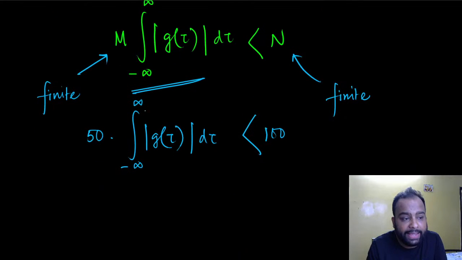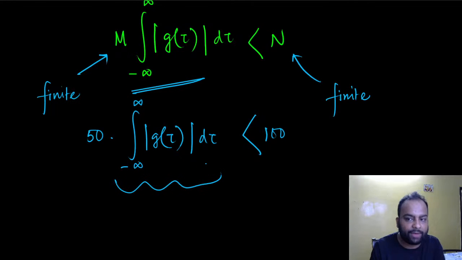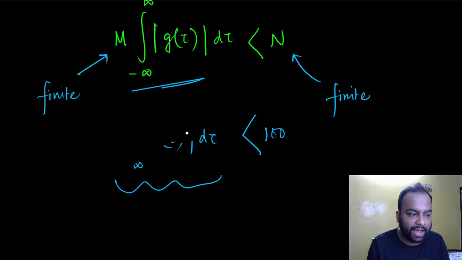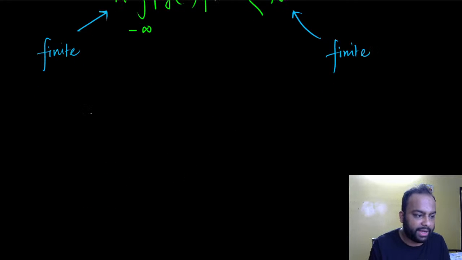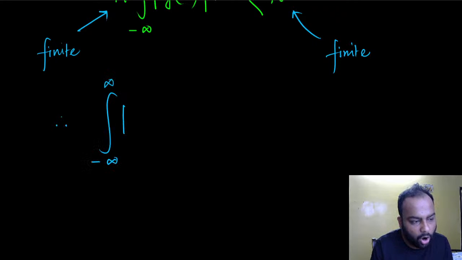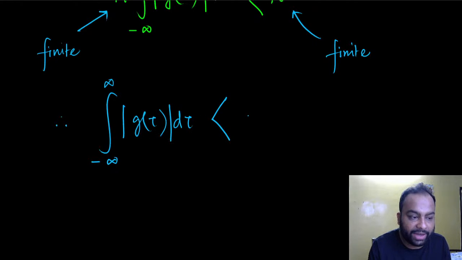So point being, since m and n are both finite numbers, this will have to be finite as well, right? This integral will have to be finite. So from this condition, I have to say that this integral from negative infinity to infinity of mod g tau d tau will have to be finite.